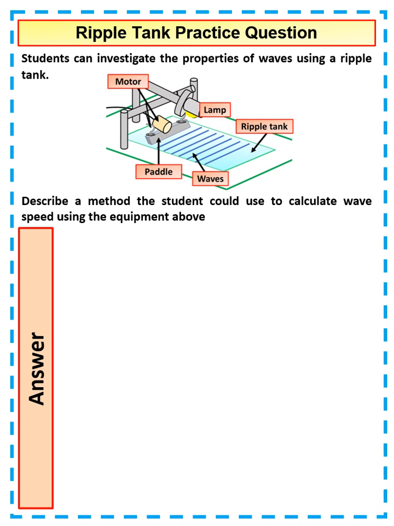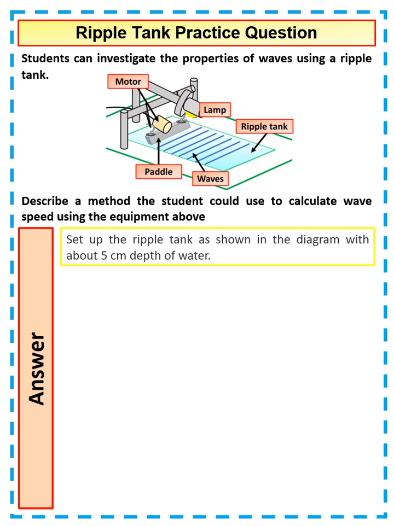A method a student could use to calculate wave speed using the equipment above. So in the question we've shown you the ripple tank. It shows you it's got a motor, a paddle. You can see that it's got the waves. And remember that you can measure the physical wavelengths using a ruler.